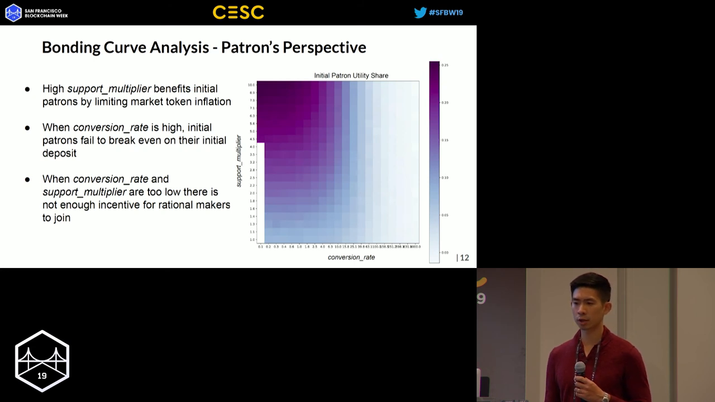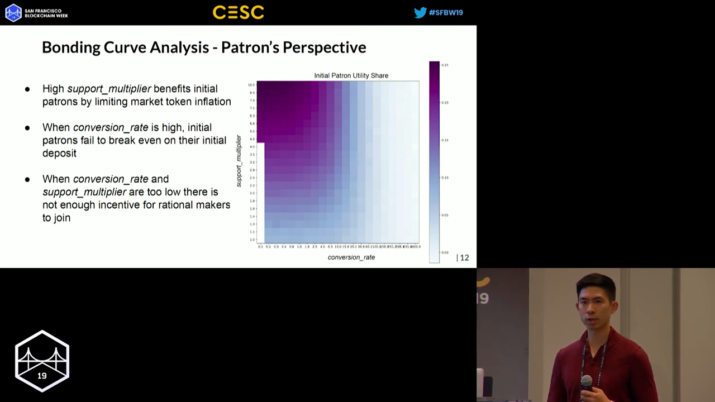And so there are a few regions of the chart here that are interesting. One is that a high support multiplier actually benefits initial patrons because that limits the inflation of the market token over time. And that is the top part of the graph. When the conversion rate is high, the initial patrons fail to break even on their initial deposit. And finally, in the lower left corner, you'll see there's a white bar there. When the conversion rate and support multiplier are too low, there's just not enough incentive for the makers to contribute data in the first place. So in some sense, the entire network fails. And so from doing this type of analysis, you can see the trade-offs between different parameterizations, and sometimes you might discover really interesting phase transitions that happen in your network as you go between areas where there are positive feedback loops versus negative feedback loops.